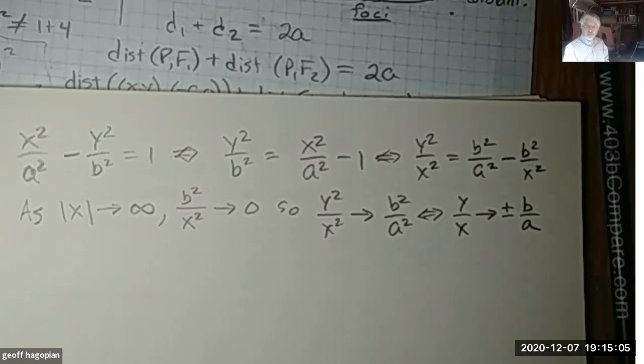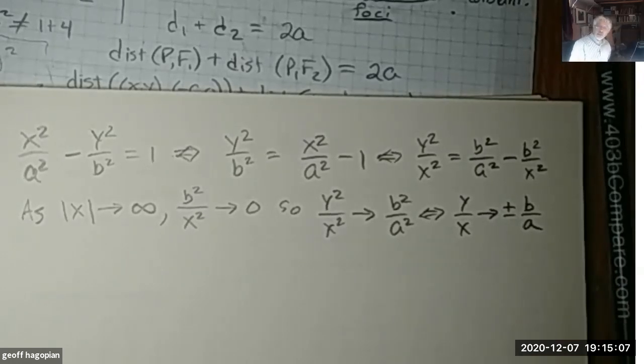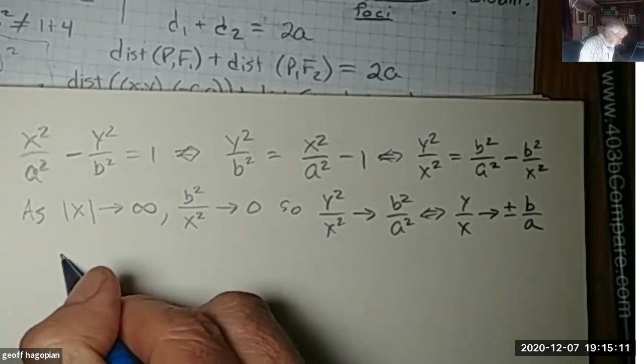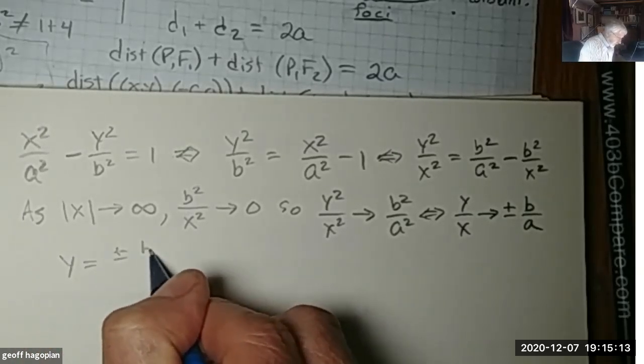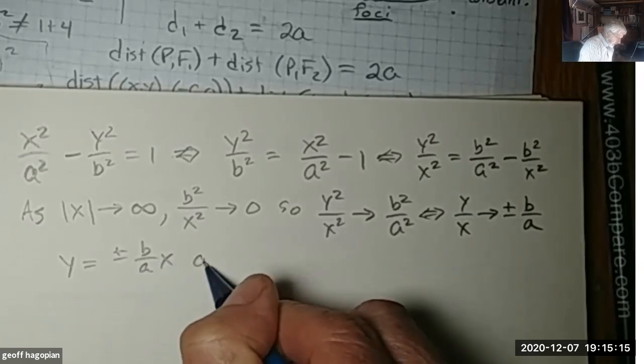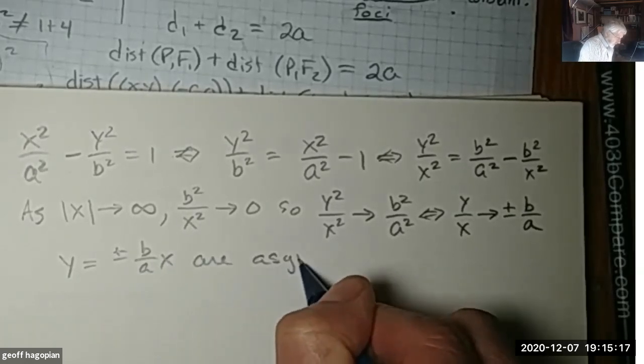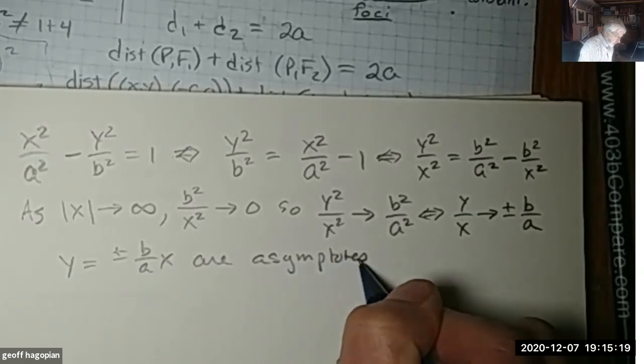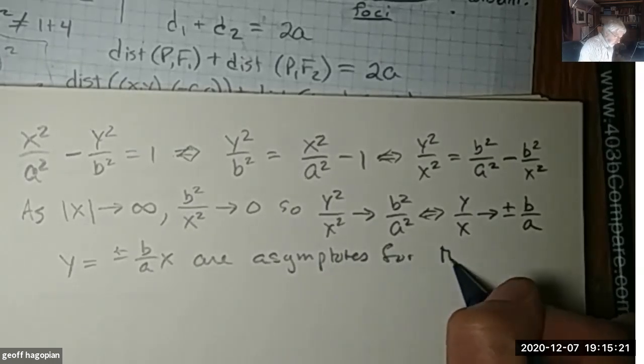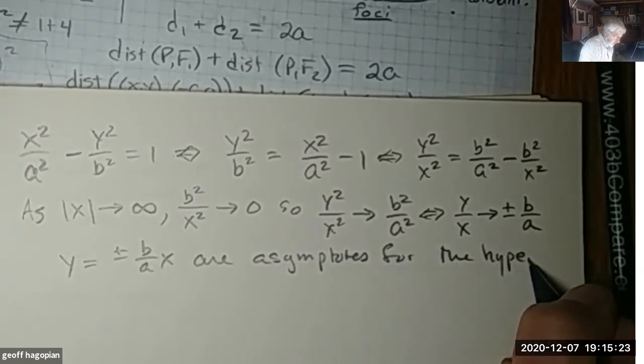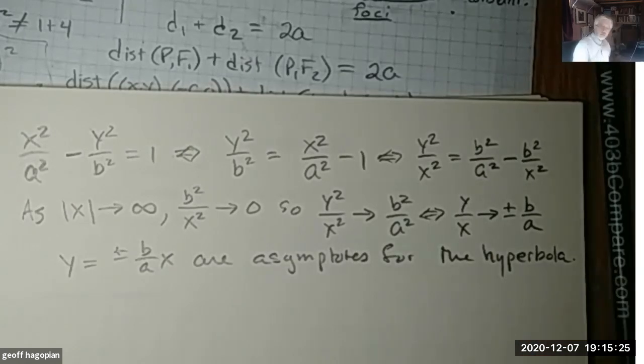And so that's a way of justifying that the lines y equals plus or minus b over a x are asymptotes for the hyperbola. Okay.